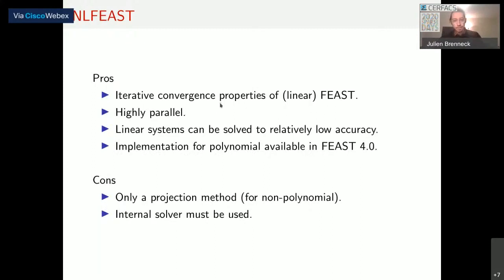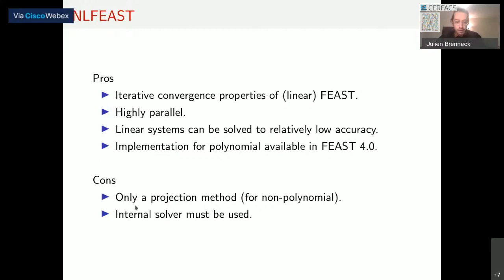But it has the same convergence properties of linear FEAST, experimentally at least, which is very good. And again, like Beyn's method, it's highly parallel because we can parallelize across the contour nodes. And additionally, we can solve linear systems to relatively low accuracy, and we do this in the current implementation, which is right now for polynomial only, but will be for fully nonlinear in the future.